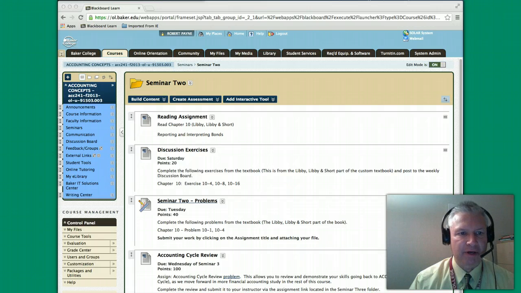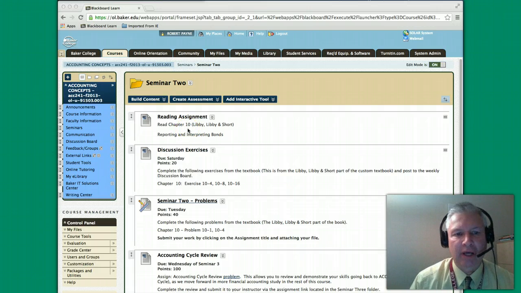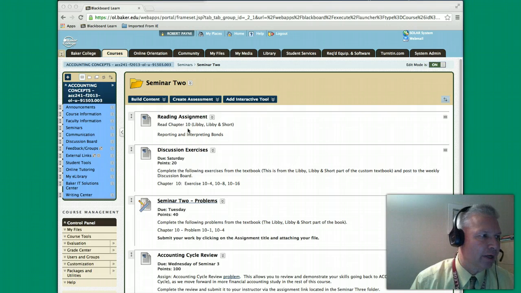I have the seminar folder open here for week 2. Just going to take a couple of minutes talking about what's going on here in this particular week. We have one chapter to deal with here, chapter 10, and this starts us back into the financial accounting aspect of the course. The first week we dealt with the last two chapters from our managerial accounting piece. We're now going to get back into the financial accounting side.